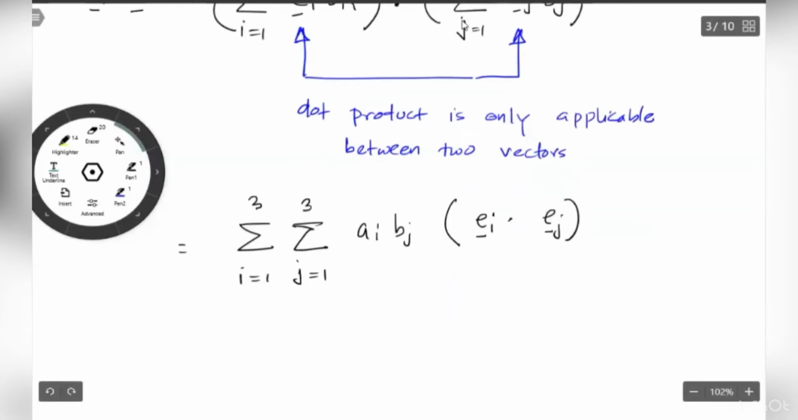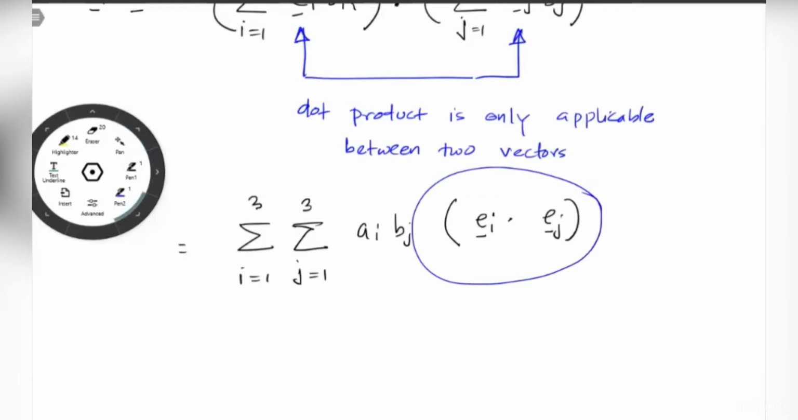Now i runs from 1 to 3, j runs from 1 to 3. That means this is xyz, this is xyz. So there are so many possibilities of terms. If you want to expand this, it will give, I think, how many terms? 9 terms, I guess. Yeah, it will give you 9 terms. But do all the 9 terms exist, or are some of them going to 0? For that, we need to talk about this guy, e_i dot e_j.